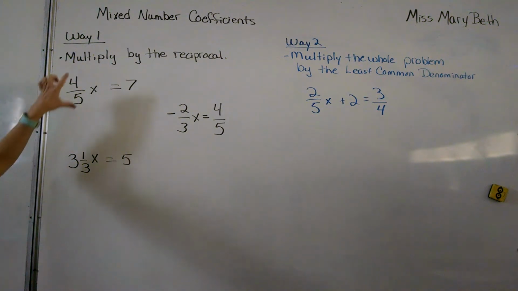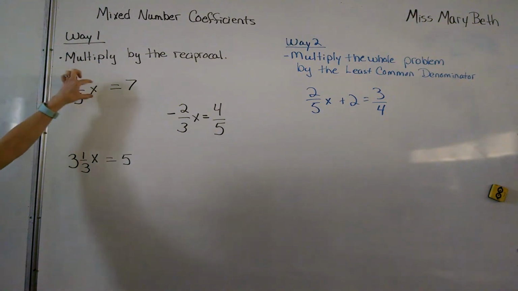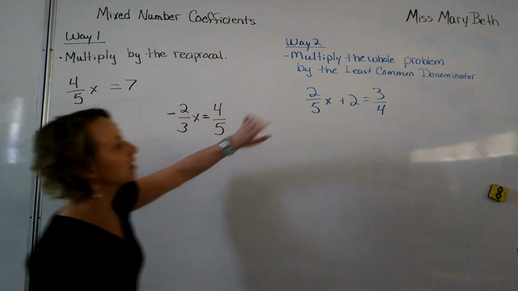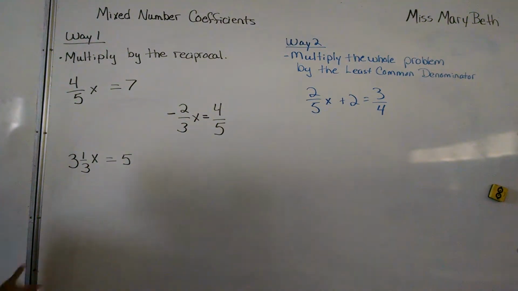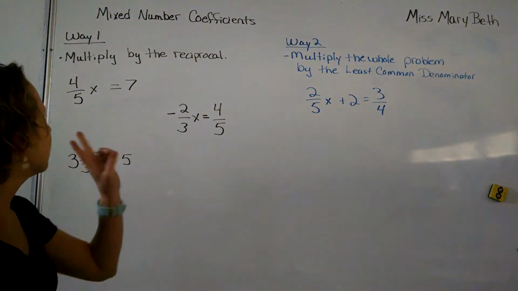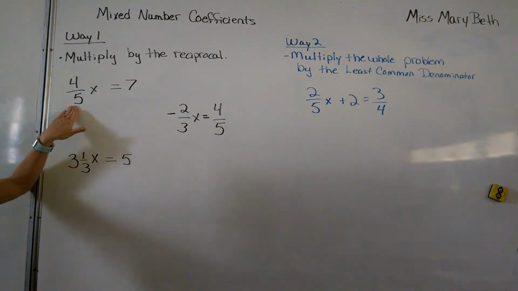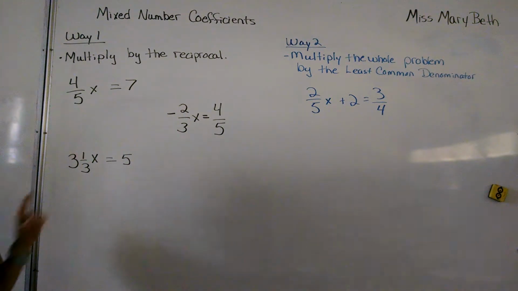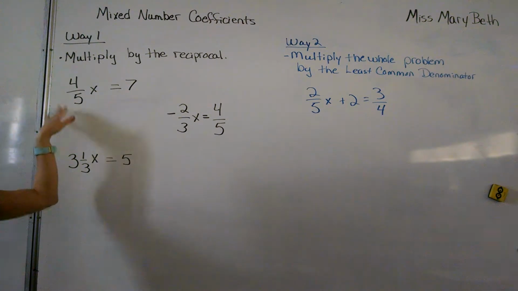In our problems today, we're going to have coefficients. The coefficient is the number multiplied by the variable. Here's a coefficient, here's a coefficient, here's a coefficient. We're going to have coefficients that are fractions or mixed numbers, and we're going to look at how to solve those. I want to teach you two ways today. Way one, if you have a fraction or a mixed number coefficient, and you just have one, this way works best when you just see one fraction, but it'll work when there's two.